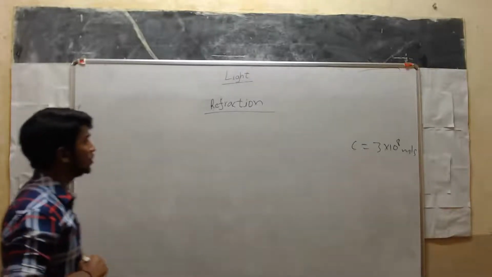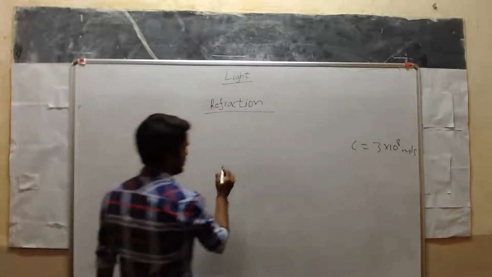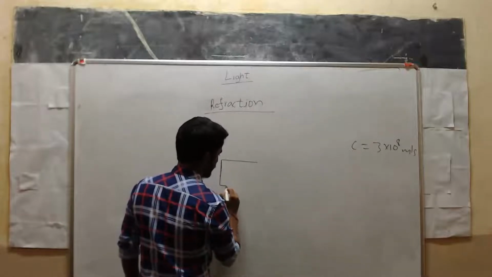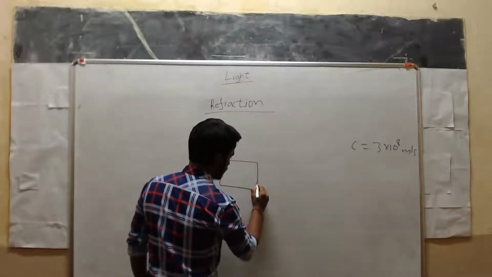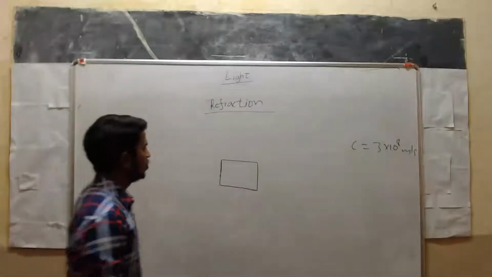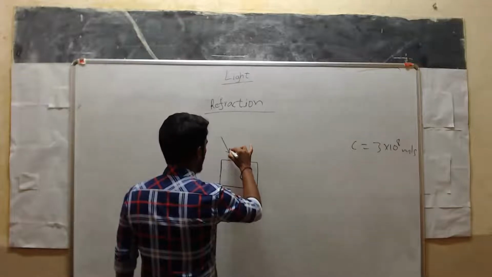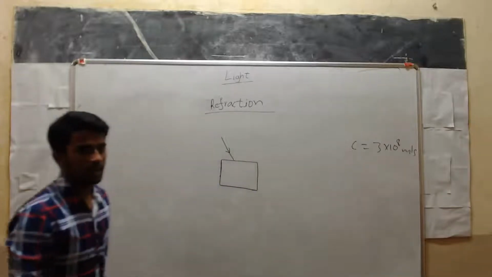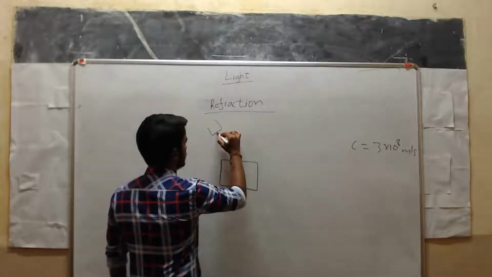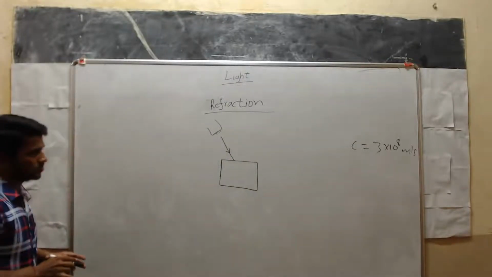Clear? So next we move to refraction of light through a rectangular glass slab. Just imagine this is one rectangular glass slab. Now I am passing a ray of light. I am passing only one ray.